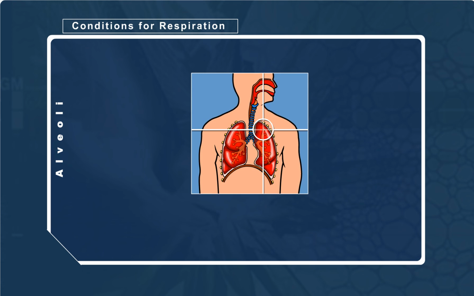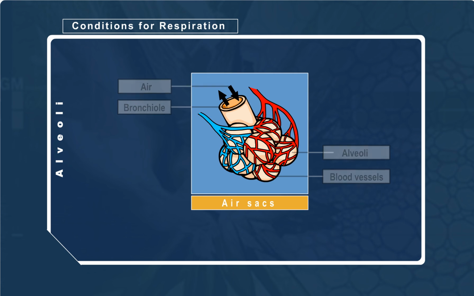In the lungs there are many air sacs which contain air. An air sac is made up of many alveoli. These alveoli are moist and well supplied with blood.